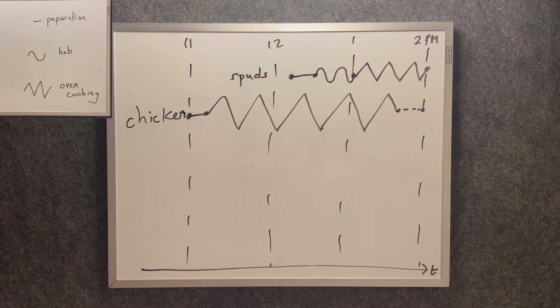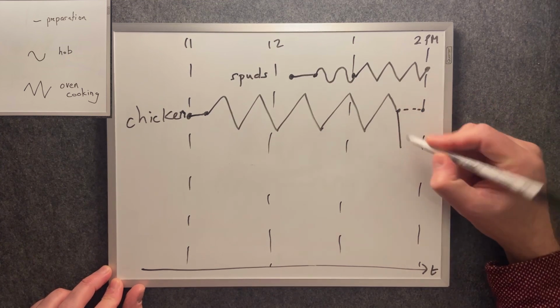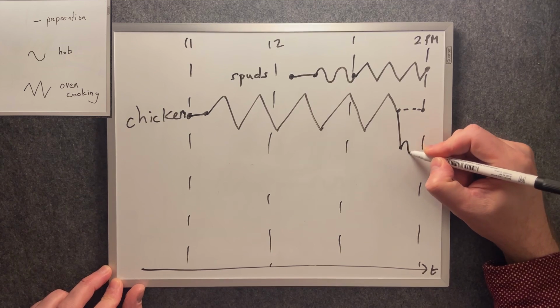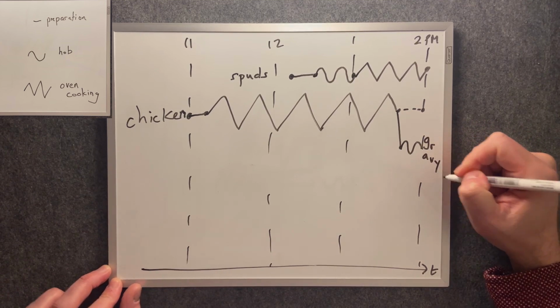Well, this is pretty fun, but what else might we want to do? Well, we can make some gravy. Just as we take the chicken out, we pour off the juice and use that for our gravy. So there we go, that needs a few minutes on the hob with other ingredients, and we probably need to keep an eye on it.